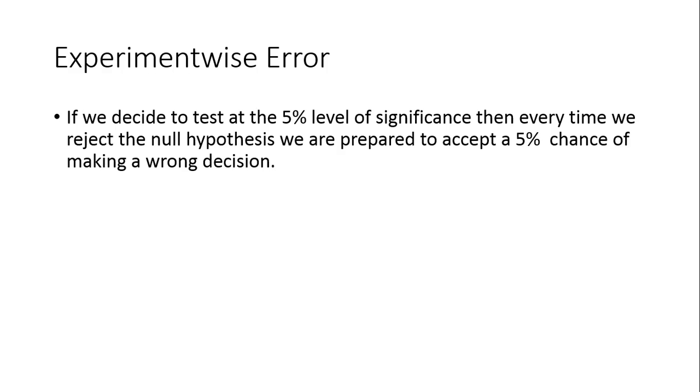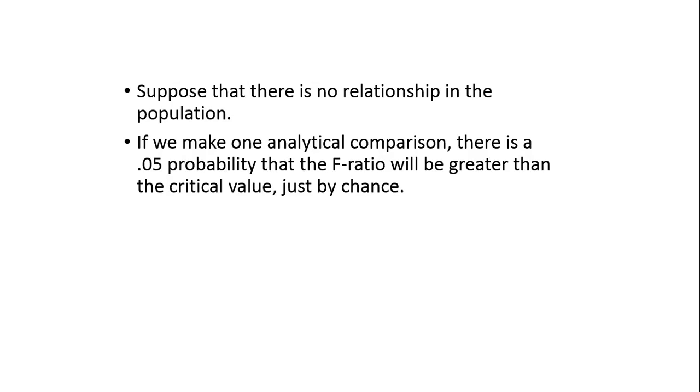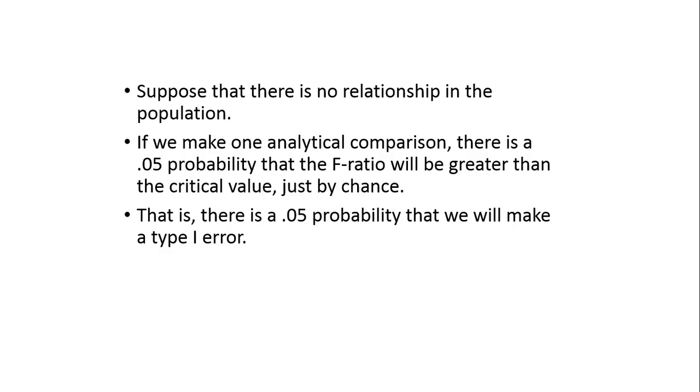Okay, so if we decide to test at the 5% level of significance, then every time we reject the null hypothesis, we are prepared to accept a 5% chance of making a wrong decision. Suppose that there is no relationship in the population. If we make one analytical comparison, there is a 0.05 or 5% probability that the F ratio will be greater than the critical value just by chance. That's what the p-value tells us, okay? So there is a 5% probability that we'll make a type 1 error.